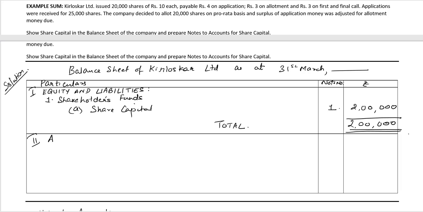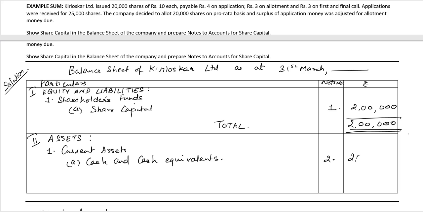Roman number 2, assets. We have 1, current assets. And under that, A, cash and cash equivalents. Against note number 2, we have the amount of cash at bank, which is rupees 2 lakh, and the total of the asset side of the balance sheet is also 2 lakh rupees.